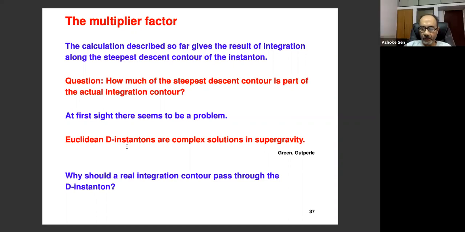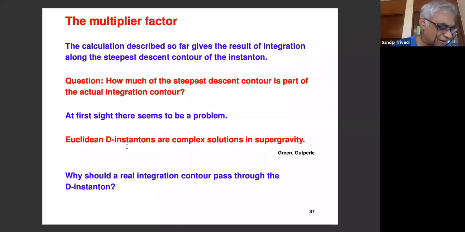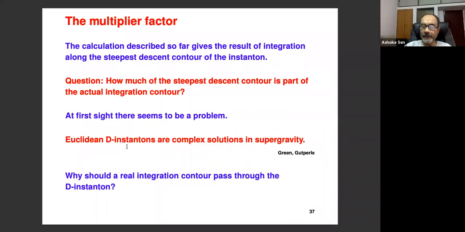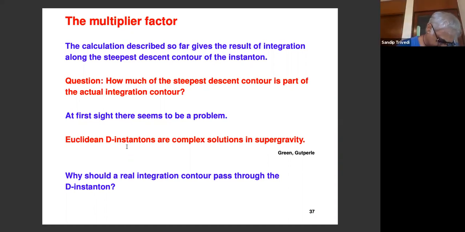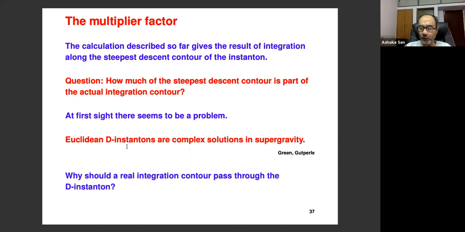That's right. I see. And then, repeat your point, that because they are complex solutions. Imagine that you define the string theory path integral over a real subspace, over real fields. Then that integration contour is basically going to miss the D-instantons altogether, right?